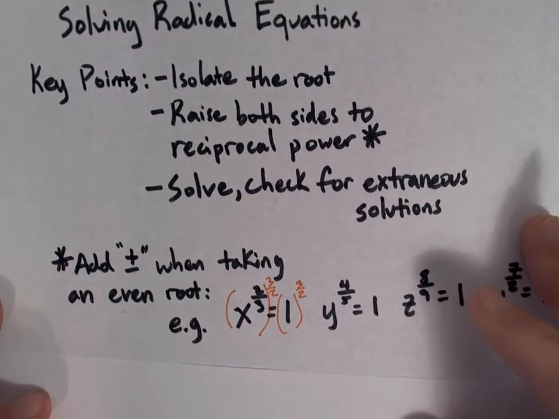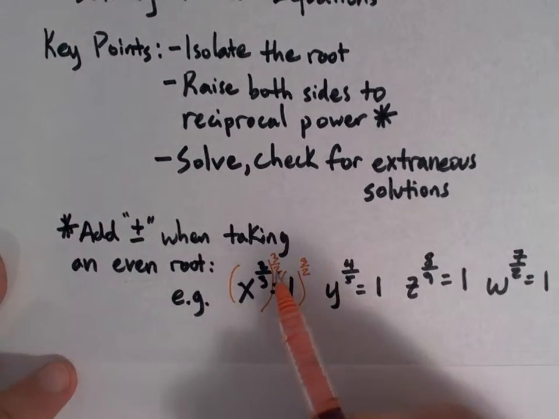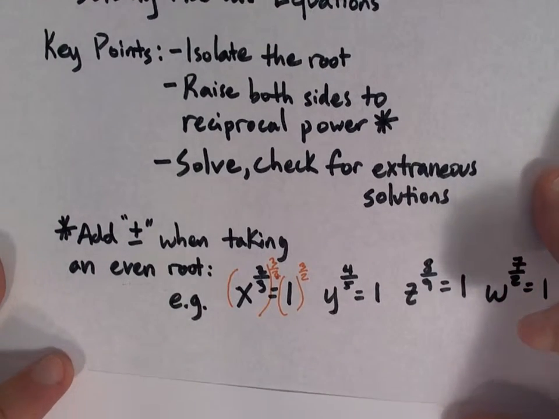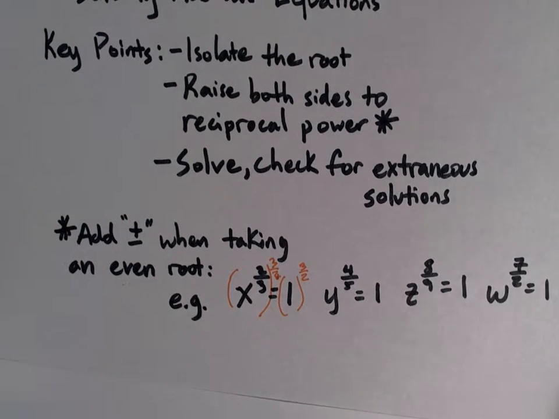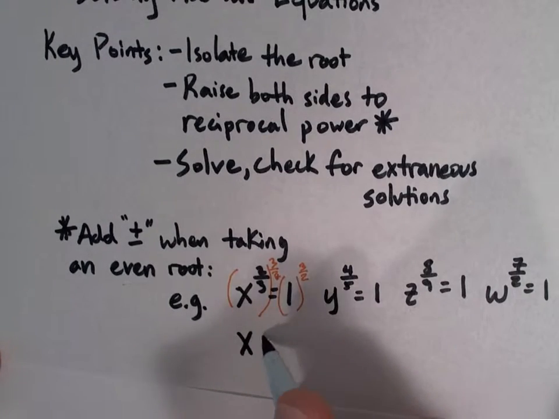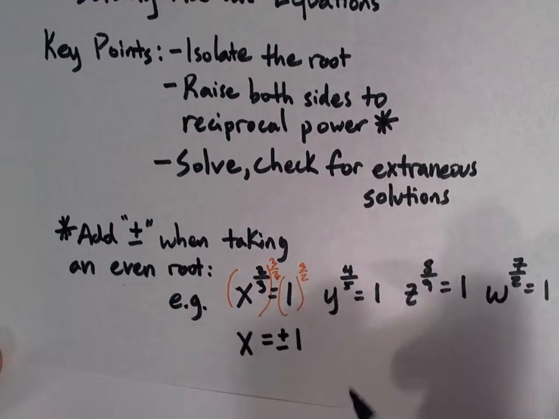If we remember, the 2 represents the type of root. So it turns out we are taking the square root of both sides. So in that case, you take the reciprocal here. These would all just become 1. So you get x equals plus or minus 1.